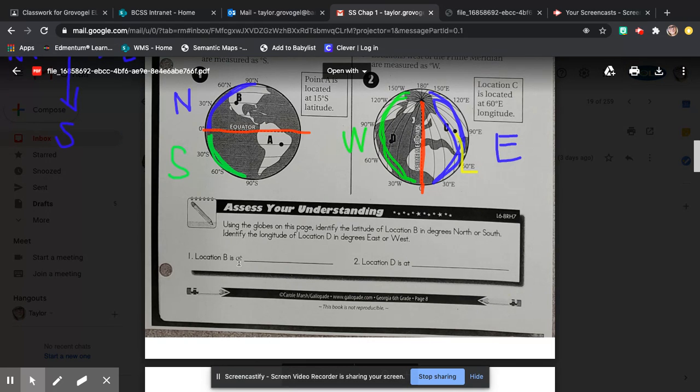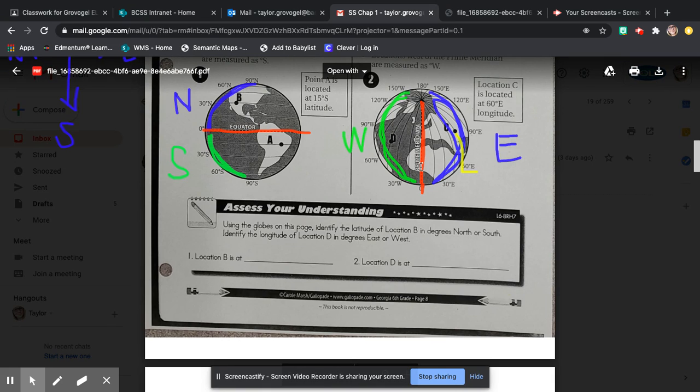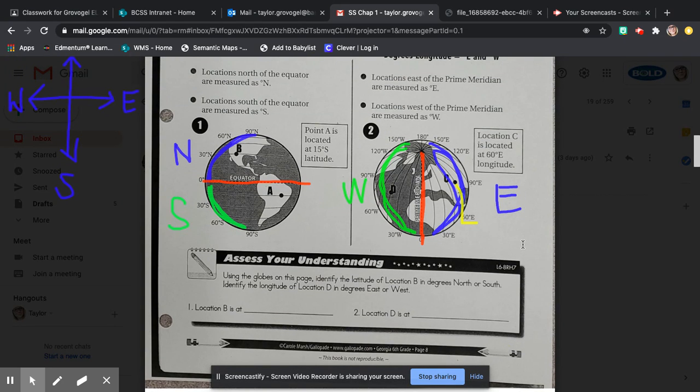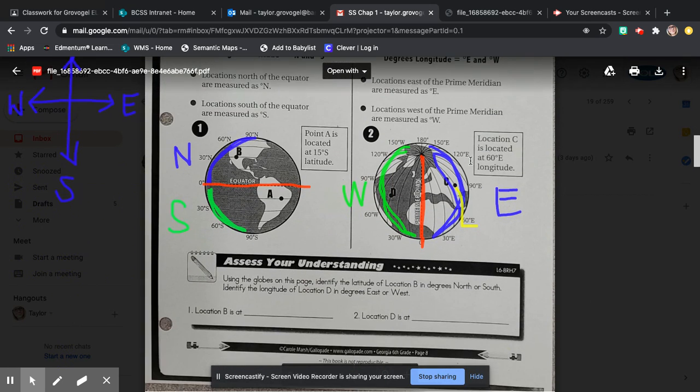So number 1 says location B is at what? So we're going to look over here at our latitude to find location B. Go ahead and write that down. Number 2 says location D is at blank. You're going to use this map over here for longitude to find location D and write the longitude lines. Again, if you need any help or anything, go ahead and pause the video, rewind the video, or write your question down on a sticky note or on this page. And when we review your answers tomorrow, we'll be able to answer your question.